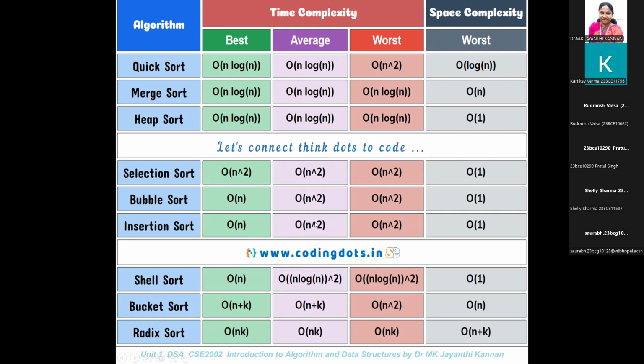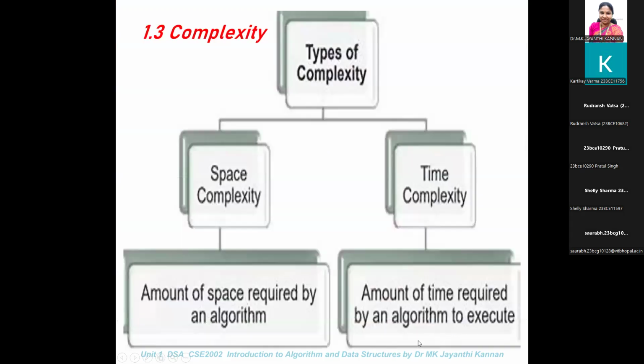Insertion sort is order of n square. Then take shell sort, bucket sort, and radix sort. They use some additional parameters, so it takes order of n or order of nk. And the space complexity also depends on the number of inputs.